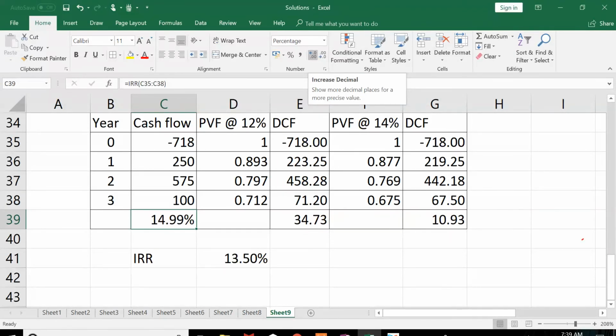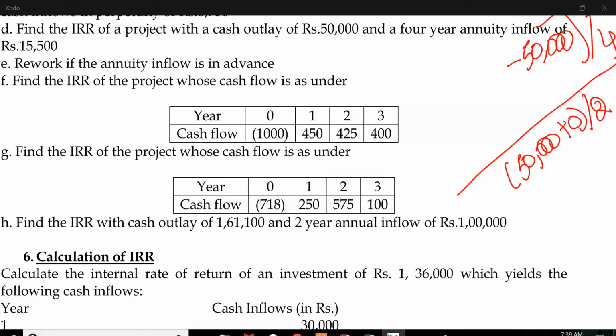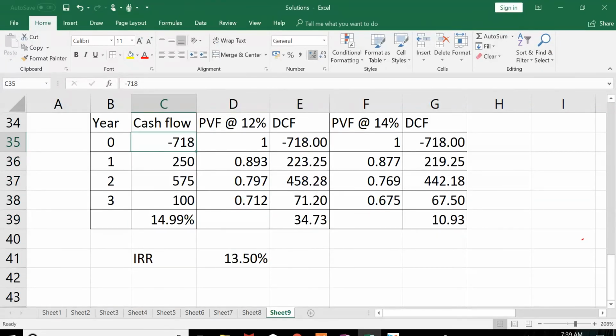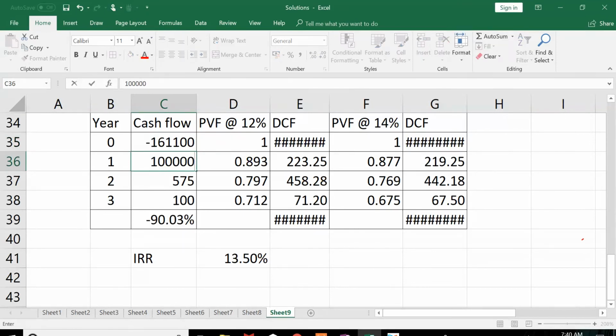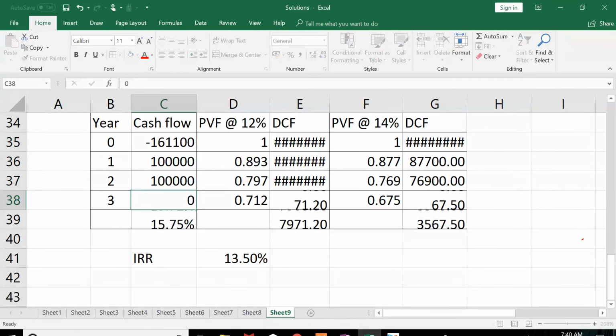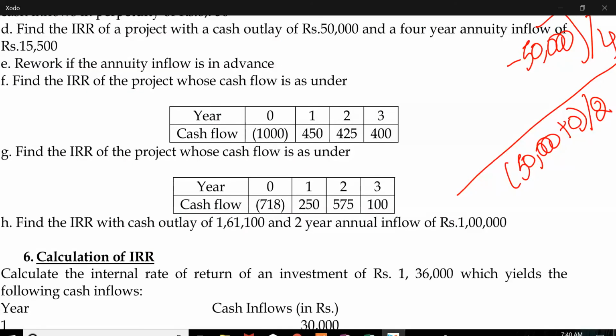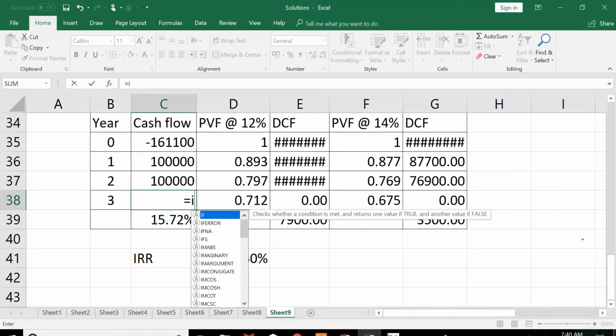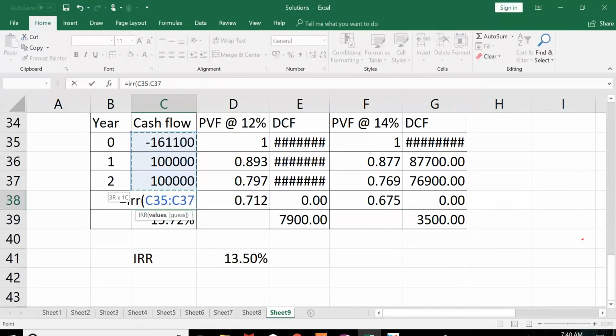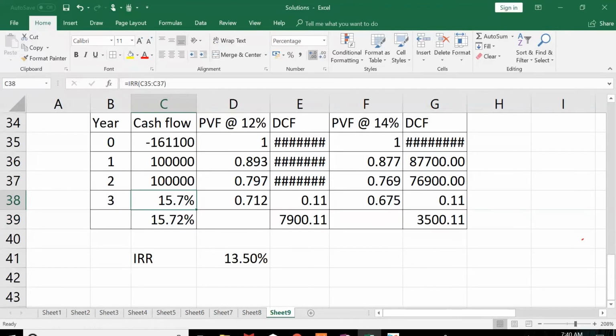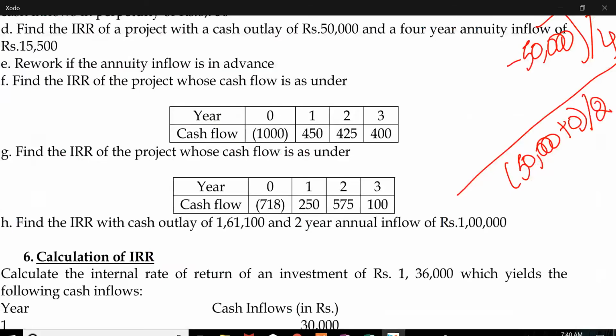Do your normal way of doing it in the ARR on average investment, all of that. Don't go by 14.99. The next one is 15.72%. Yeah, 15.72% is the next one. The answer is going to be 15.72%. You can complete this at home. Clear?